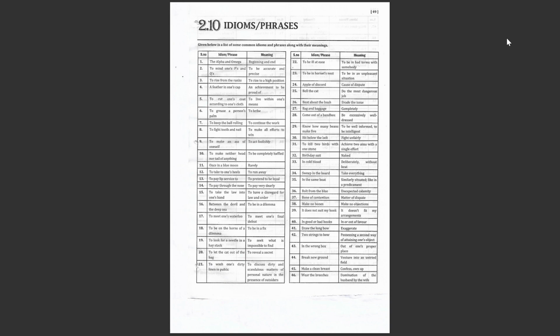The next idiom is to rise from the ranks. To rise from the ranks here means to rise from a position that was with very little to no authority, and then you rise to a position with a lot of authority and gain more power as you go up the ranks. Rise up the ranks मतलब रैंक का बढ़ना.